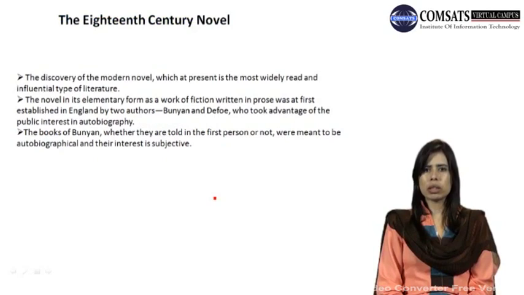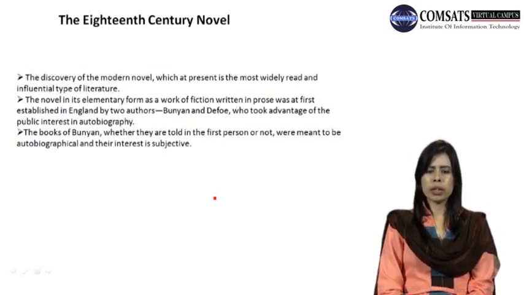Now that was all about the poetry. Now we will talk about 18th century literature: the discovery of the modern novel, which at present is the most widely read and influential type of literature. The novel in its elementary form, as a work of fiction written in prose, was first established in England by two authors, Bunyan and Defoe, who took advantage of the public interest in autobiography.